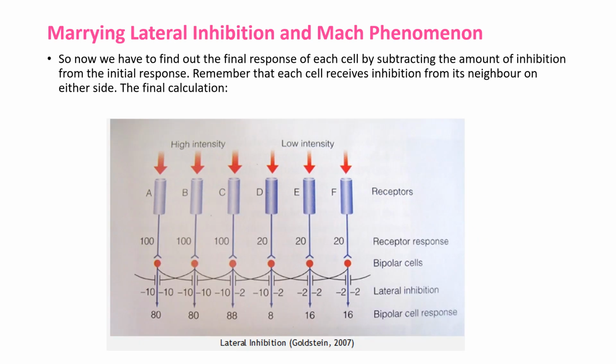So now we have to find out the final response of each cell by subtracting the amount of inhibition from the initial response. Remember that each cell receives inhibition from its neighbor on either side. The final calculation.